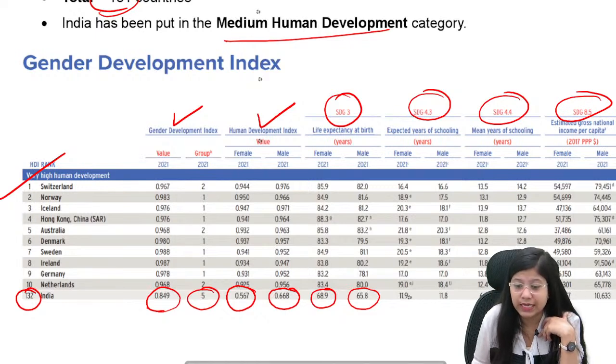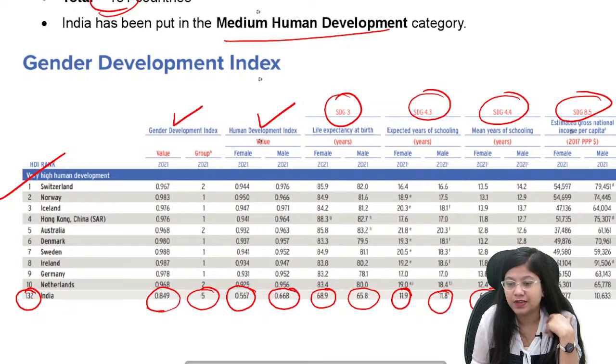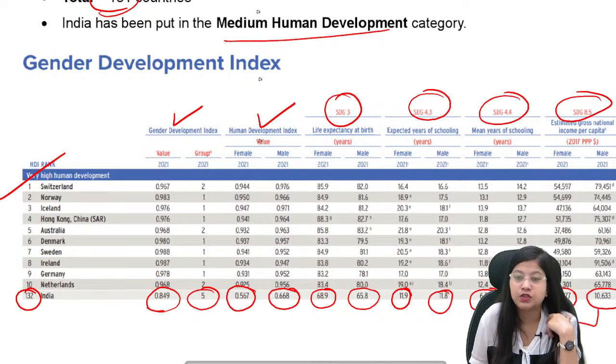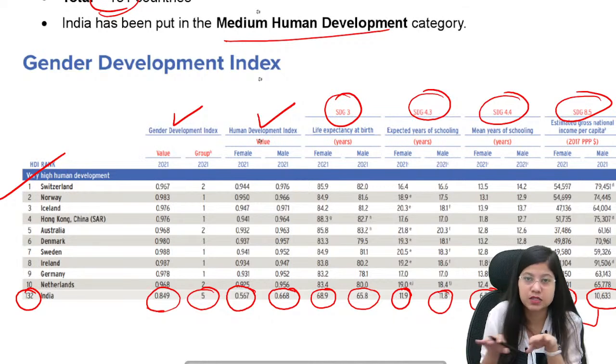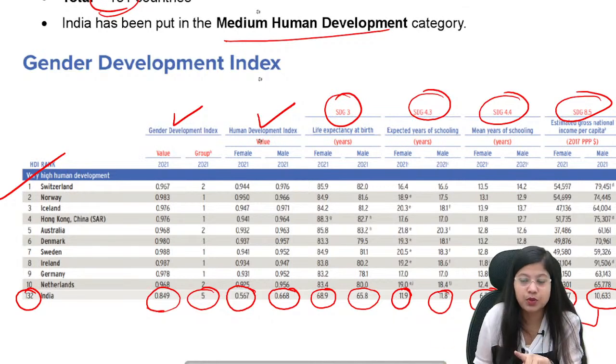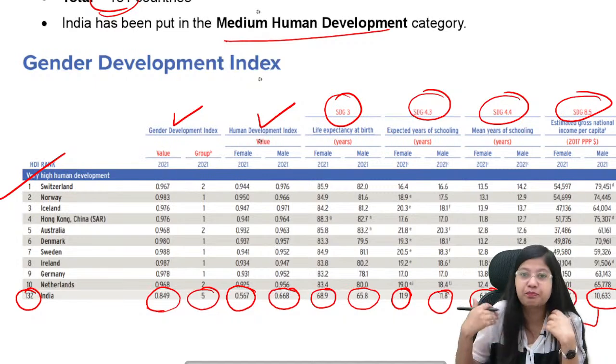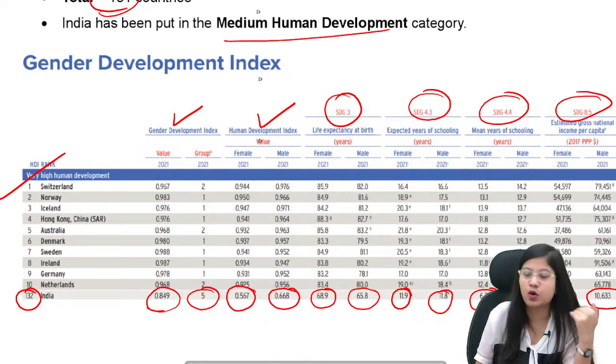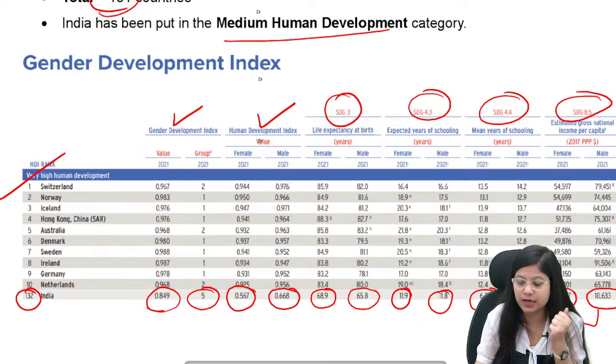Expected years of schooling 11.9, 11.8. Then mean years of schooling 6.3, 7.2. Then we have expected gross national income per capita 2,277 and 10,663. Remember the Women, Business and the Law ranking of the World Bank. What did it say? That the pay is not equal. At the same time, this report is highlighting not only the pay, but that the number of women employed in the labor force is also not equal. It is very much less. So obviously this number is going to be less.